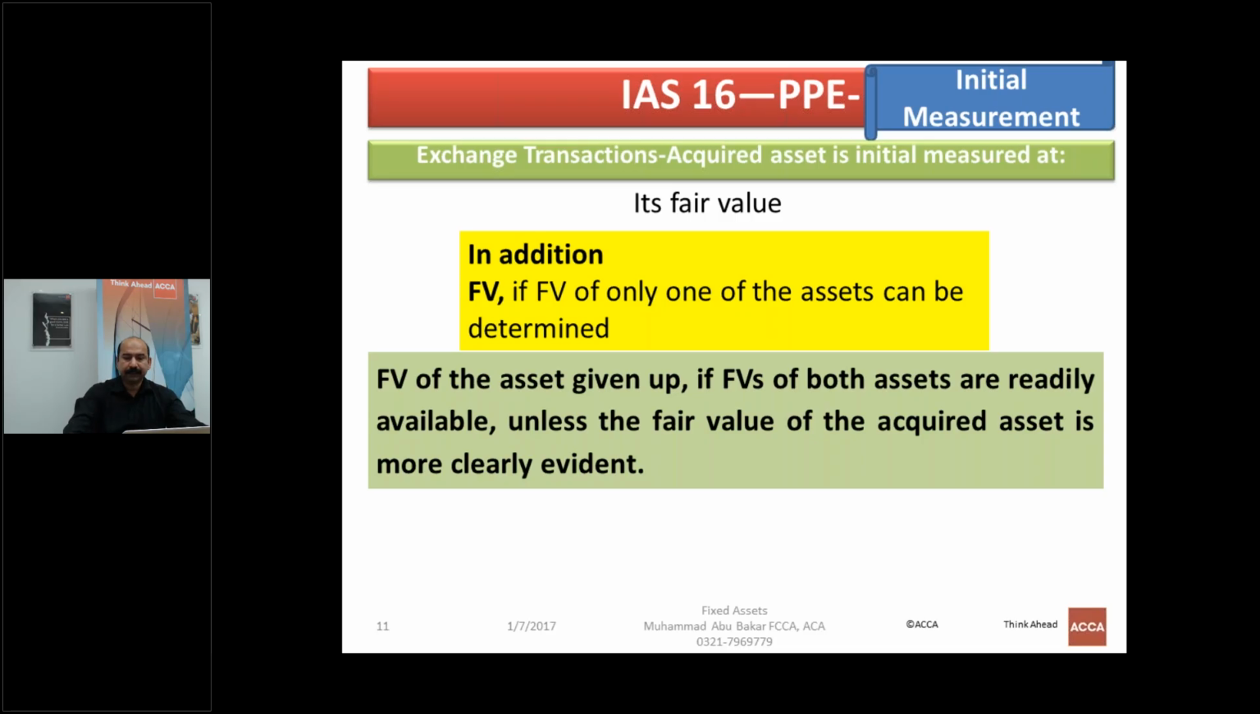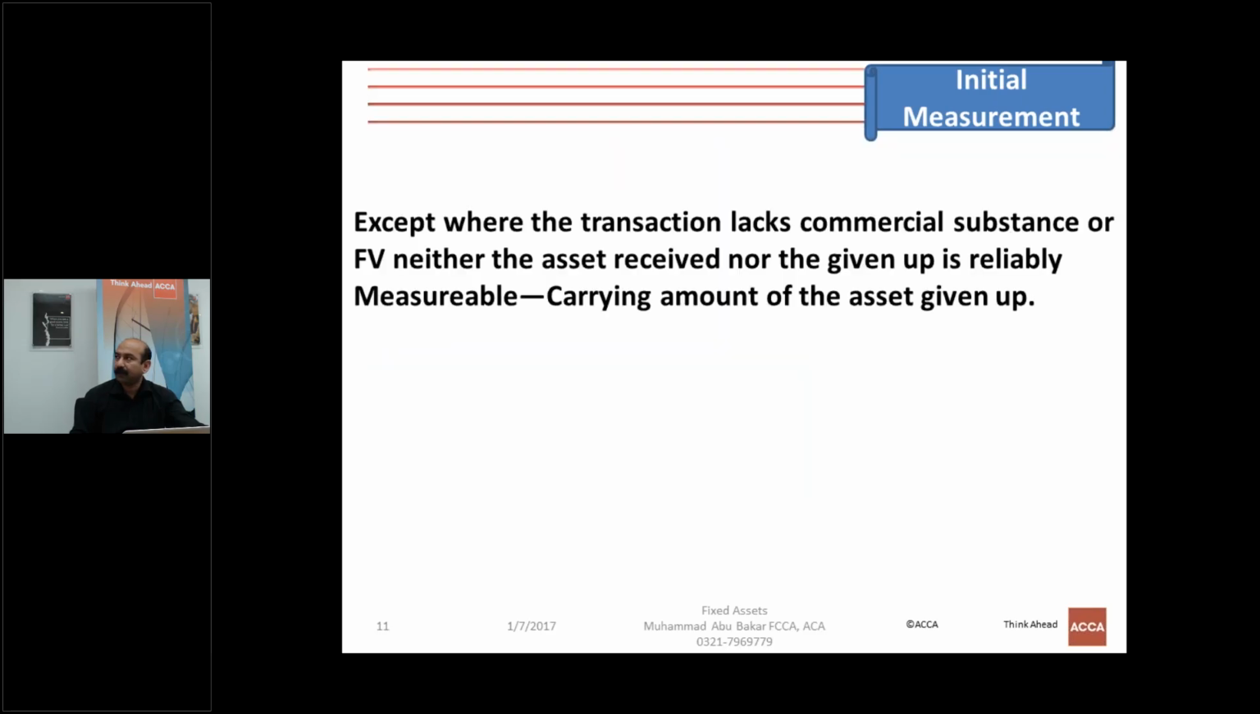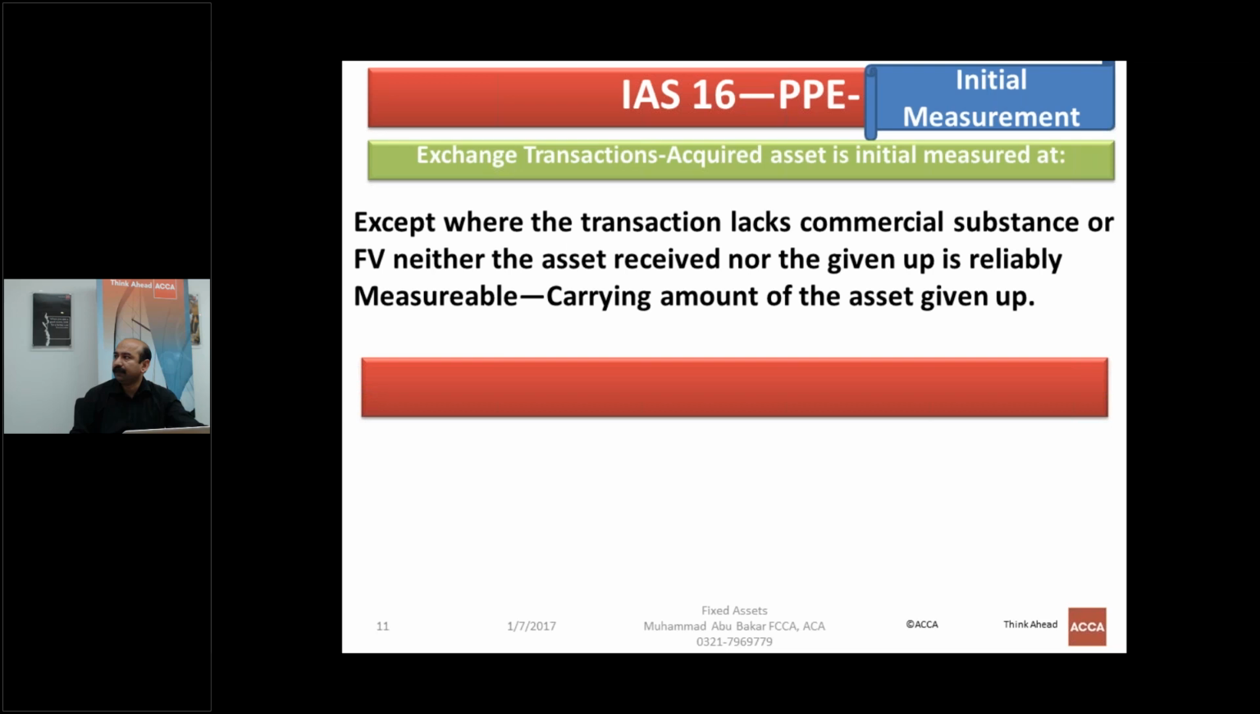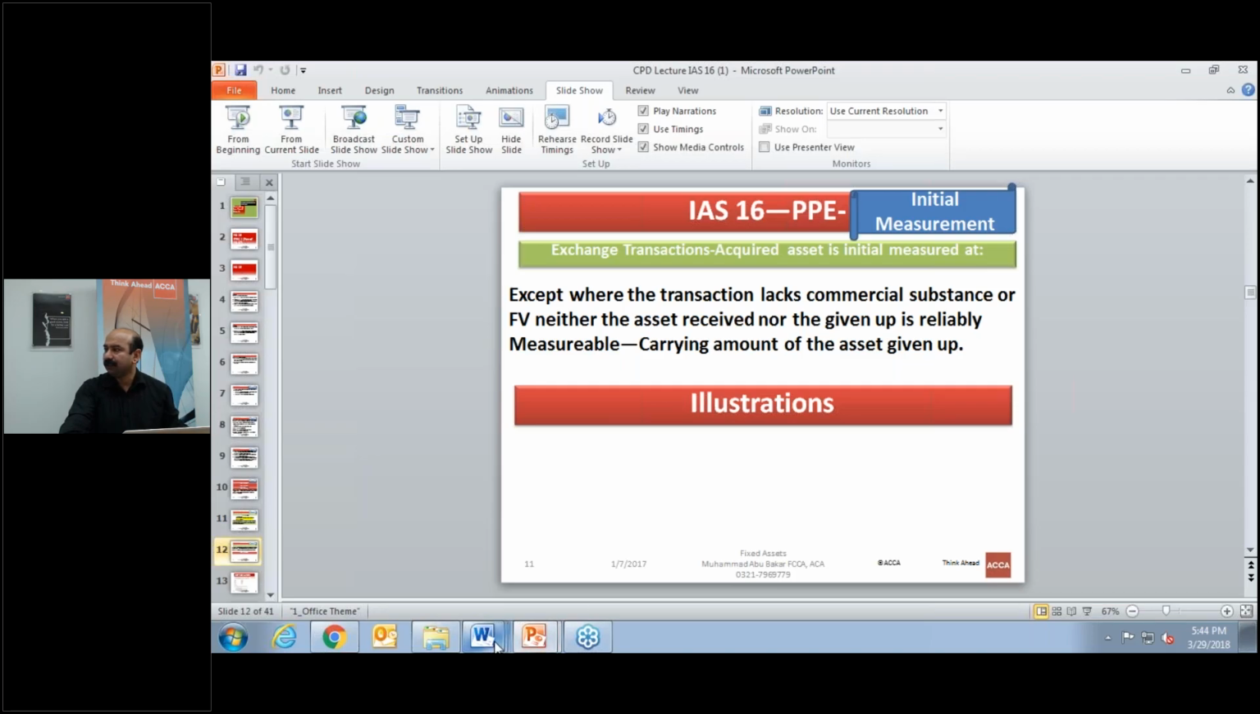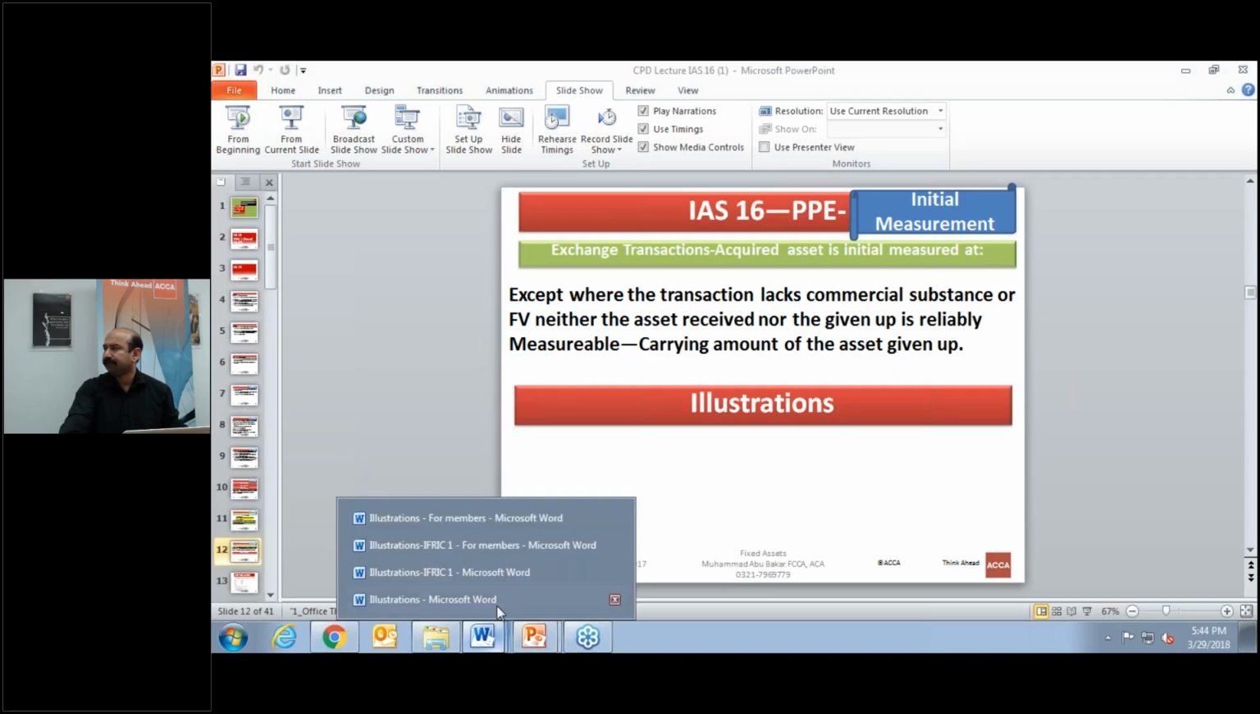Okay. Next is, if fair values are not available, then you can use the carrying value of the asset given up to record the asset acquired. I have some illustrations related to this. We can see those illustrations. Those illustrations include the answer.